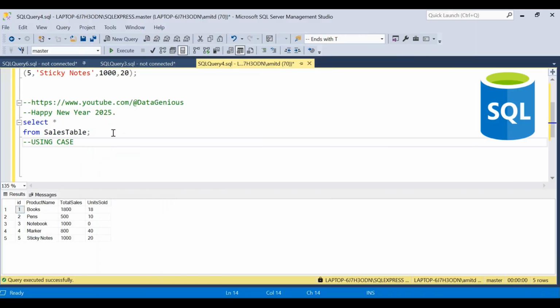The approach one is using case when statement.